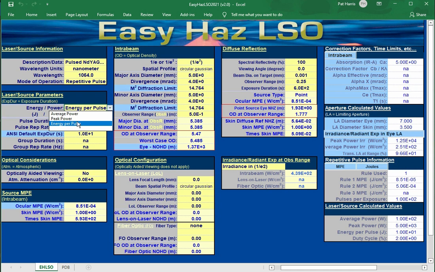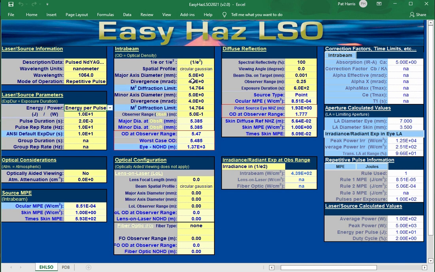All right, so we have energy per pulse in this case. It's 10 joules, 2 millisecond pulse duration, and this is a very common pulse duration for pulse welding. If you had a laser like this and it was half a millisecond or under, it would be used for drilling. We have a pulse repetition rate of 10 hertz. We're using the ANSI default exposure duration of 10 seconds, 1/e², circular Gaussian.